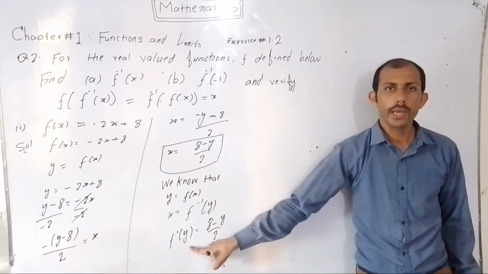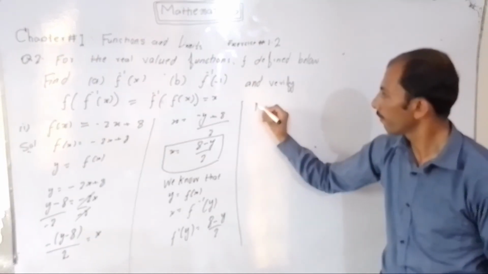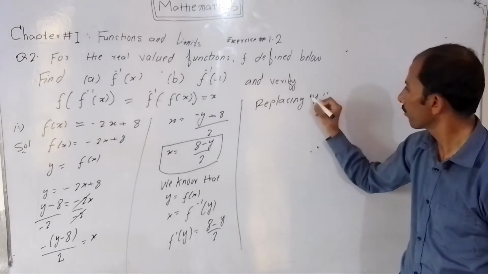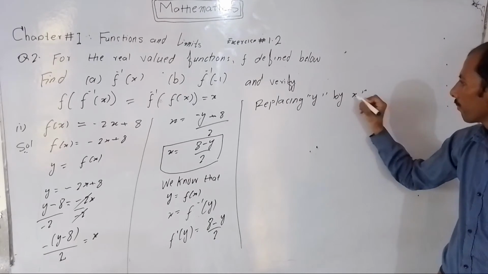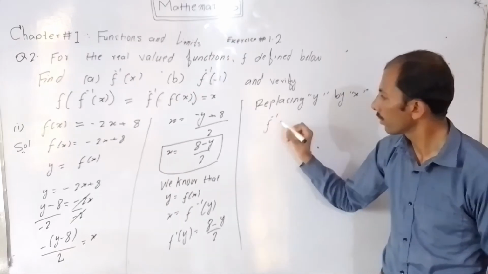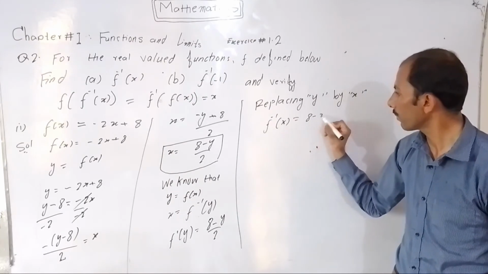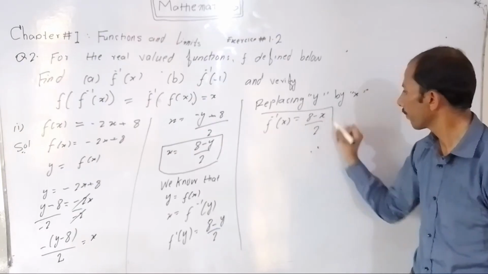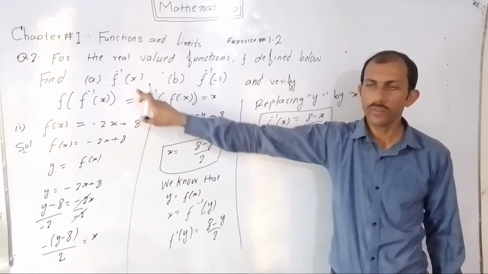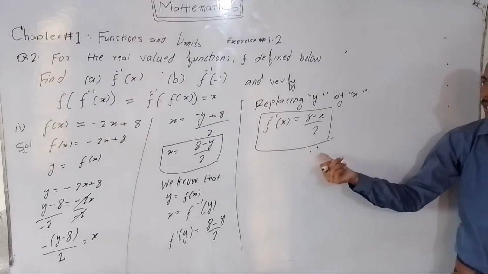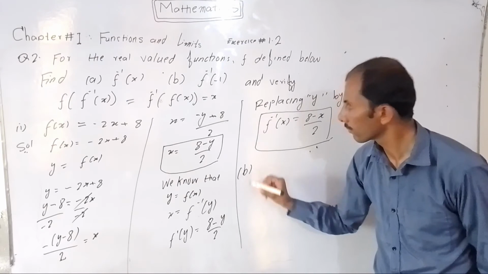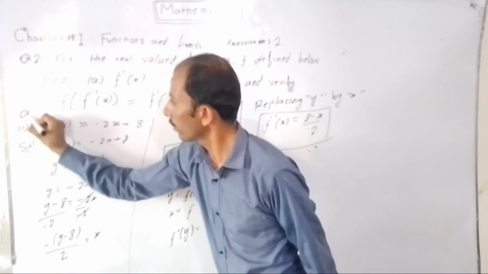Replace y by x. So f inverse of x is equal to 8 minus x divided by 2. A part, f inverse of x is equal to 8 minus x divided by 2. Answer. This is equation number 1.